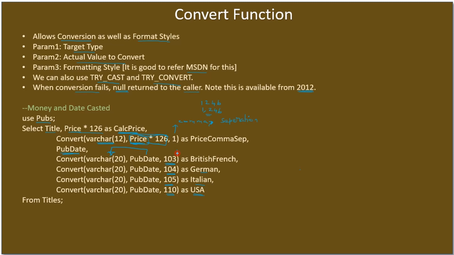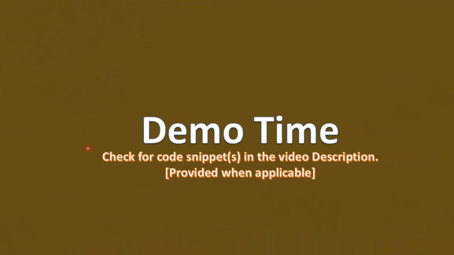As already told, you can refer to the Microsoft documentation to know all the other available formatting styles. That's all here. We use the titles table from the pubs database and the columns title, price, as well as publisher date, to experiment with the convert function. Now it's time to go to the demo and see how the convert function works.